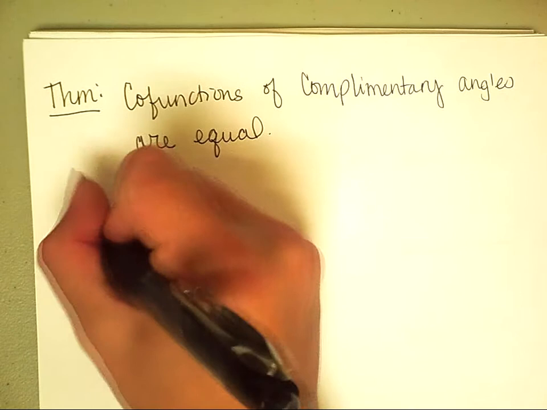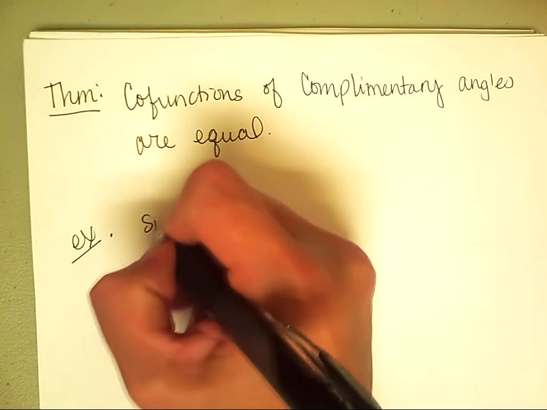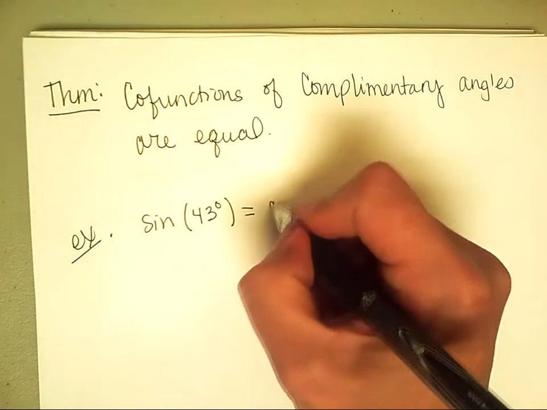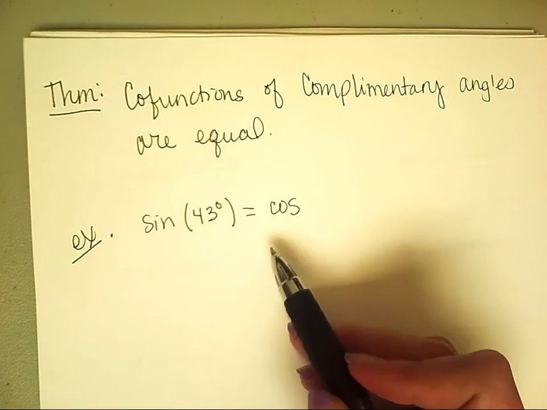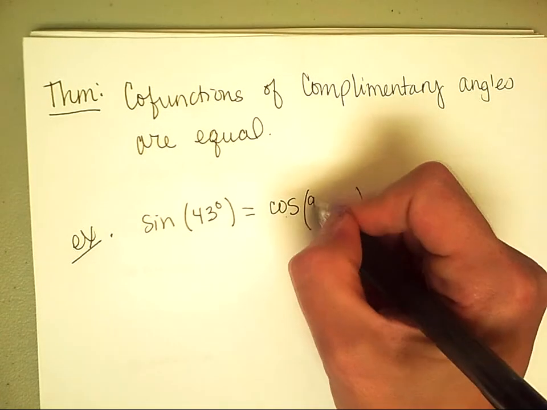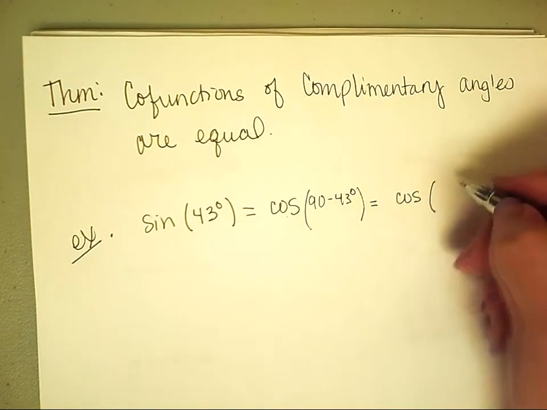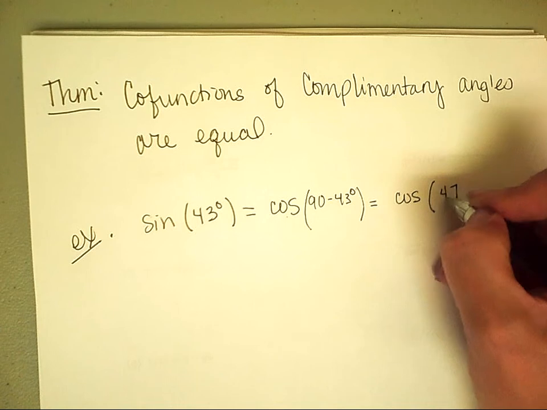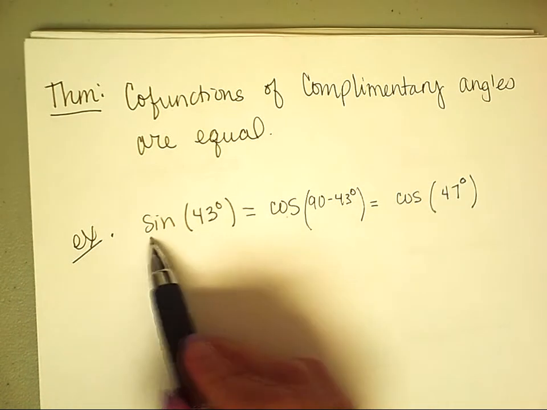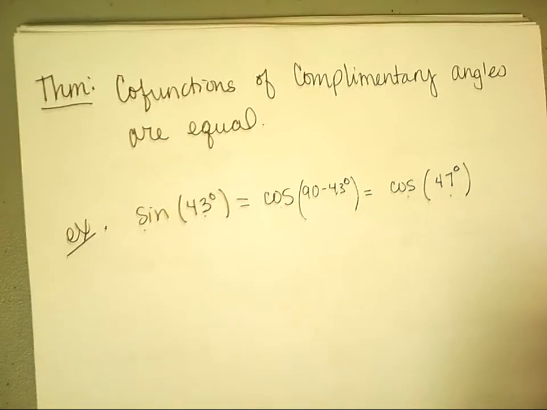So what does this mean? Example. If I have the sine of 43 degrees, that has to be equal to the cosine, because it is the cofunction, of 90 minus 43 degrees, which is the cosine of 47 degrees. Okay? So the sine of 43 degrees equals the cosine of 47 degrees.